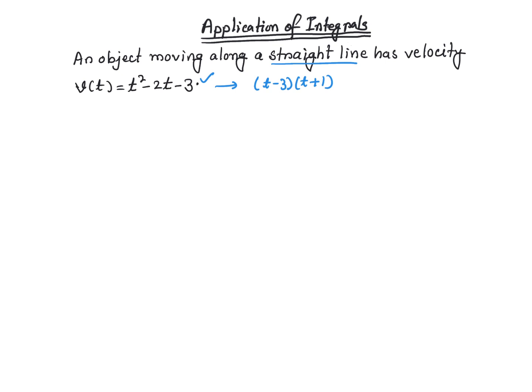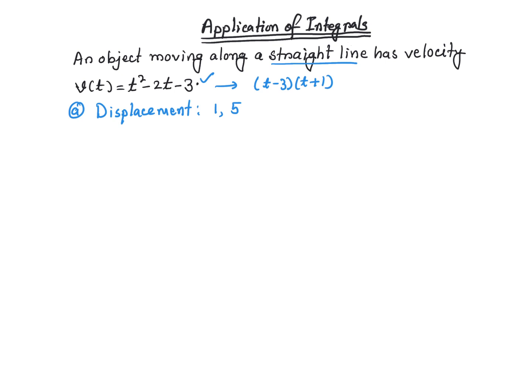So what we want to do is find out the displacement of the object. So part A: displacement, or the net change in position, of the object, let's say between 1 and 5. In essence, we are going to find the change in position for the object during the time 1 to 5.